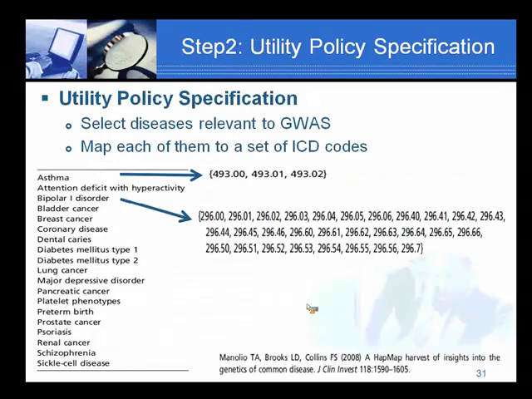Then, for the second step of our approach, we wanted to specify a utility policy, which basically says what is useful for our purpose. For this study, we selected a number of diseases that are relevant to Genome-Wide Association Studies, which is the application at hand. We got these diseases from a publication from Terry Manolio, and there are 19 diseases, and each of these diseases is mapped to a set of ICD codes. For example, all these 3 ICD codes are mapped to asthma.